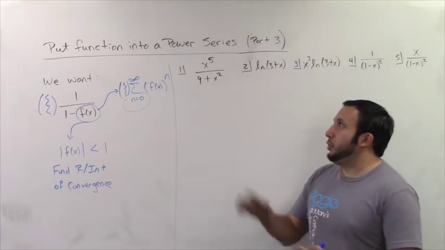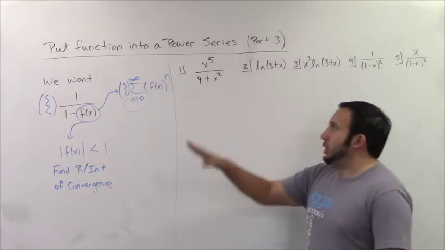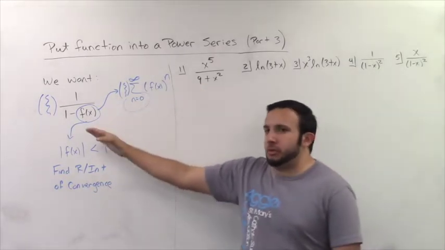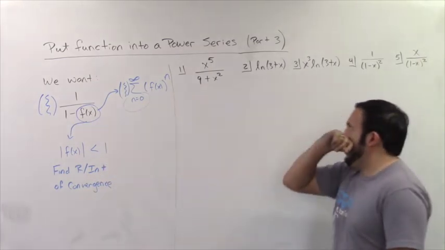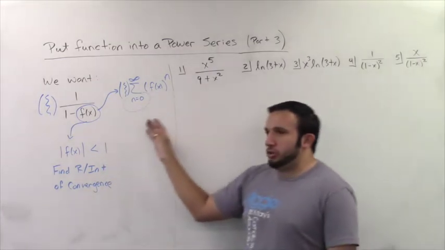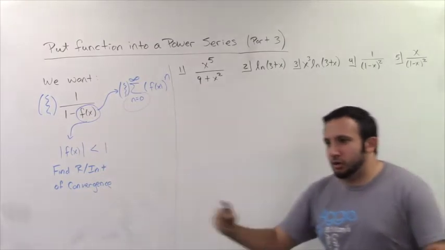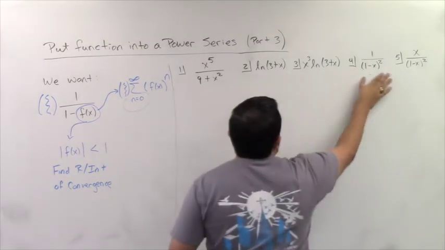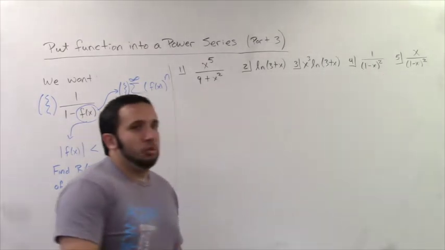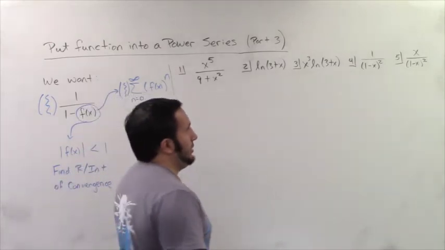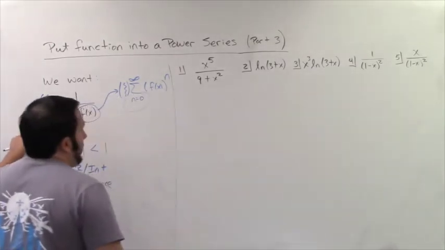Third installment for putting a function into a power series. We talked about if we can algebraically manipulate it, great, we got that taken care of. For number 2 and 3, we took the derivative to put it in the form that we want. Now let's talk about 4 and 5. With these, we need to integrate to put it into the form that I want.